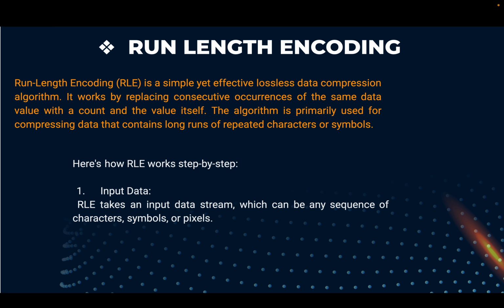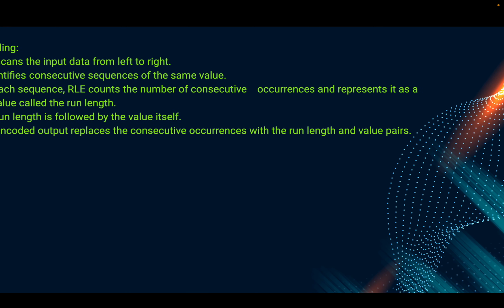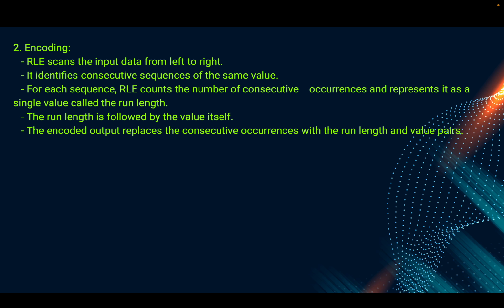First, input data. RLE takes an input data stream which can be a sequence of characters, symbols, or pixels. Second is encoding. RLE scans the input data from left to right. It identifies consecutive sequences of the same value. For each sequence, RLE counts the number of consecutive occurrences and represents it as a single value called the run length. The run length is followed by the value itself. The encoded output replaces the consecutive occurrences with the run length and value pairs.